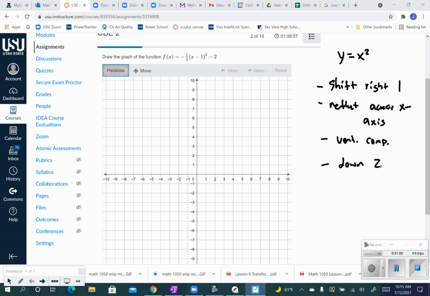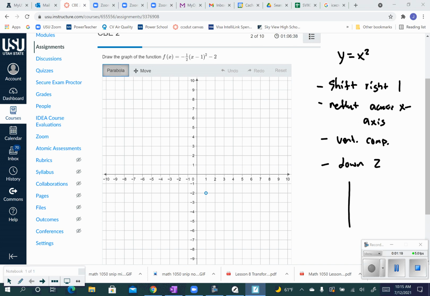Now I want to draw. So I know my vertex has got to be to the right 1 and down 2. So I'm going to start by putting a point there. Right 1 and down 2. So there's my vertex. Now the tricky part sometimes can be coming up with another point. With that vertical compression, it's going to be going down.